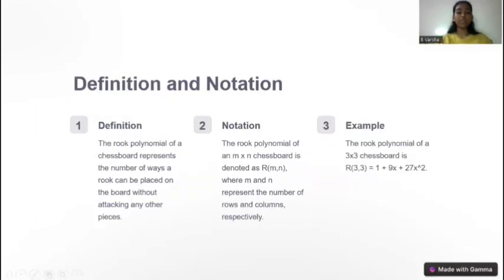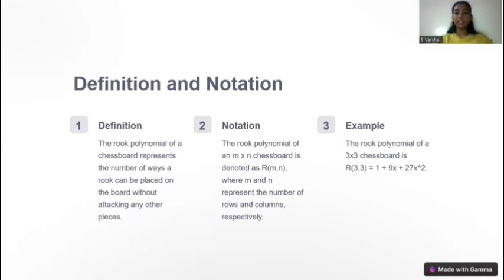Definition and notation. First, definition. The rook polynomial of a chessboard represents the number of ways a rook can be placed on the board without attacking any other pieces. Second is notation. The rook polynomial of an m by n chessboard is denoted as R of m, n, where m and n represent the number of rows and columns respectively.